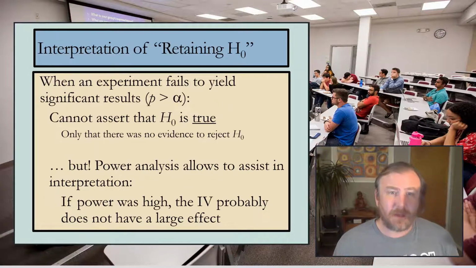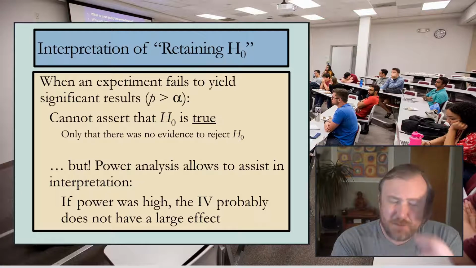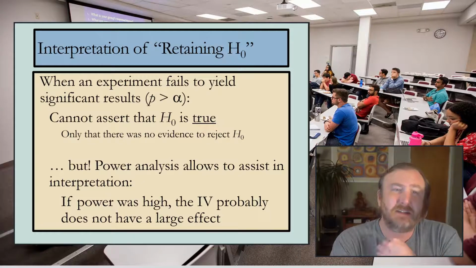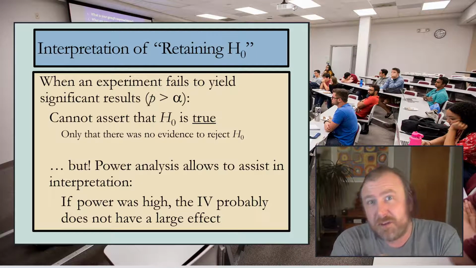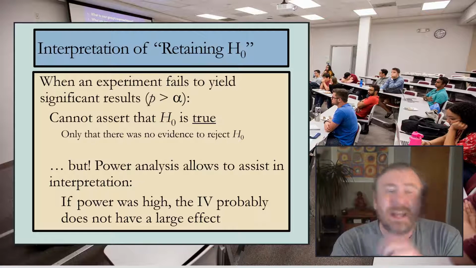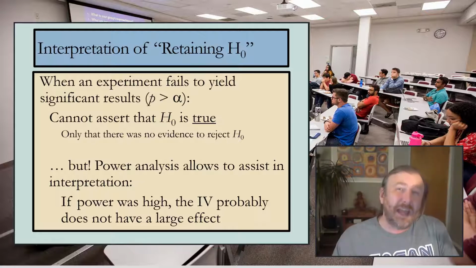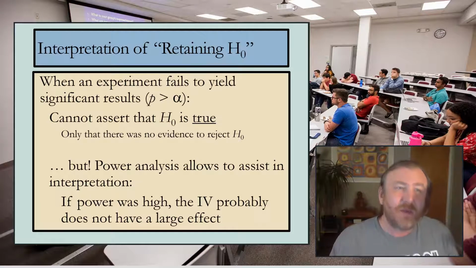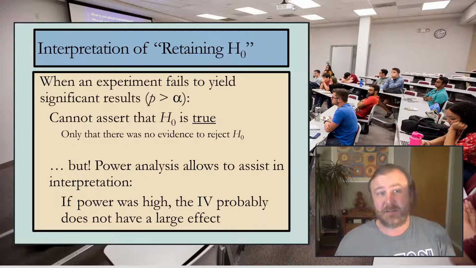Now, what if the experiment fails to reject the null hypothesis? Meaning it says that your experiment didn't work. There was no effect of the independent variable on the dependent variable. Well, we can never, under any circumstance, assert that the null hypothesis is true. We can't make a claim on the basis of a null effect. We can only state that there was not sufficient evidence to reject the null hypothesis. Right? So we don't say it's true. We just say we don't know.